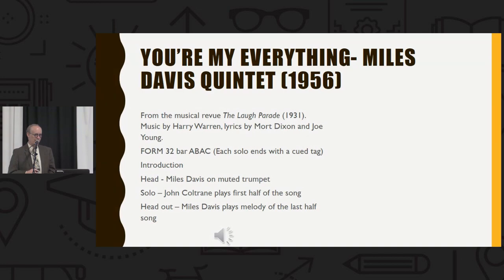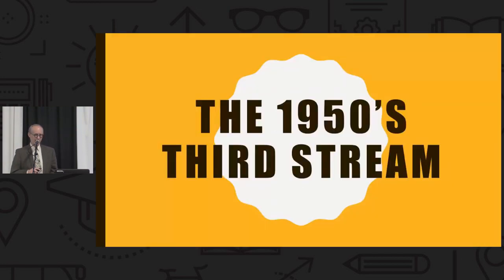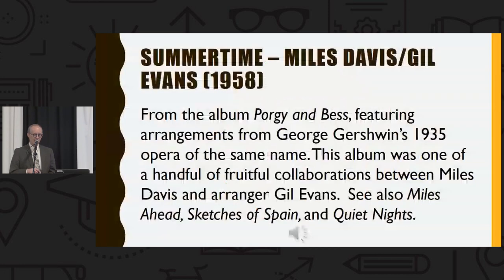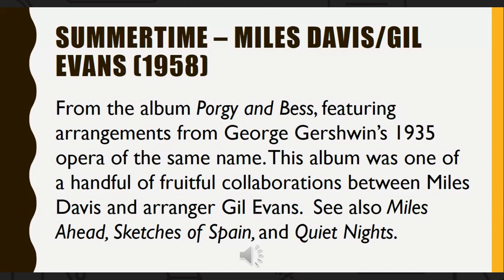So just a couple of more things. Third Stream was sort of a combination of classical music and jazz, and a lot of musicians were sort of interested in exploring this. So I'd like to play another Miles Davis song. This is Summertime, which comes from Gershwin's musical Porgy and Bess. And you can hear how Miles Davis is essentially playing with an orchestra.